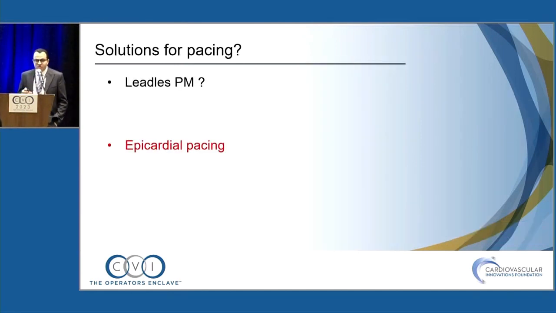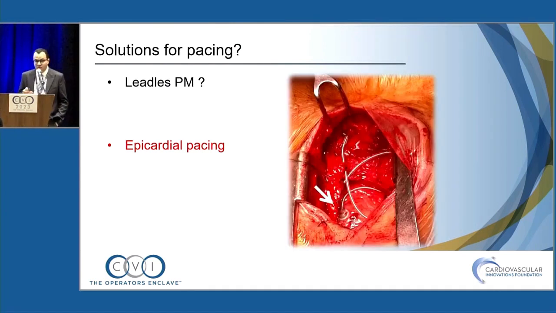So, back to the main problem. This patient needs a permanent pacemaker. How to insert a permanent pacemaker in this difficult anatomy? We were left with two options: either a leadless micro pacemaker, not available in my center at that time, or epicardial pacing through a limited lower thoracotomy incision, and that's what we did.